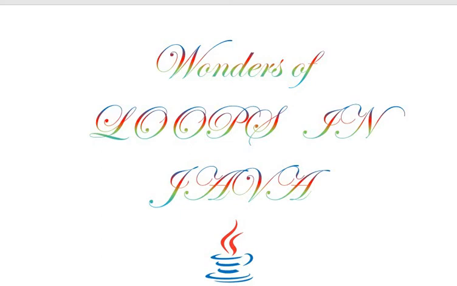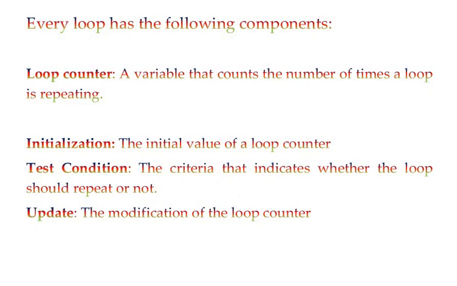Wonders of loops in Java. Every loop has the following components. One is the loop counter. It is a variable that counts the number of times the loop is going to repeat.